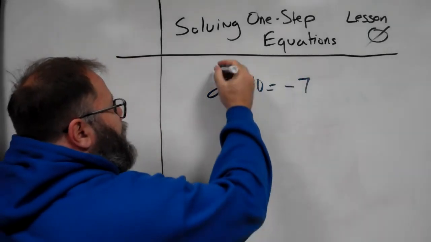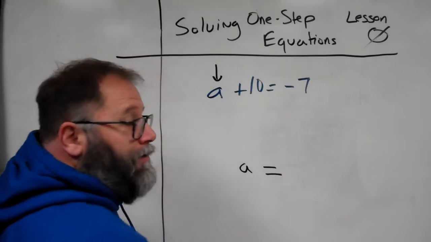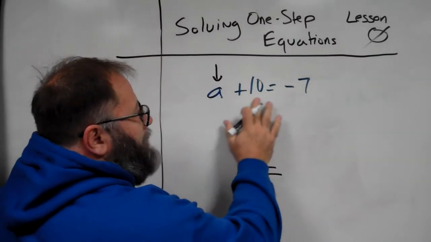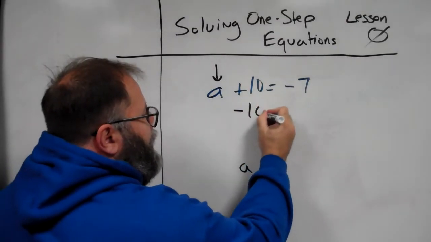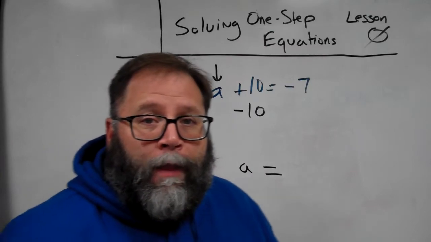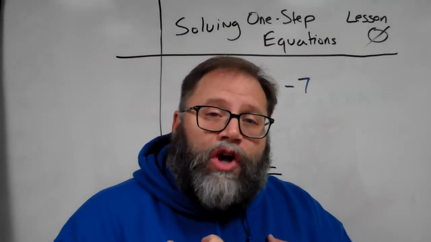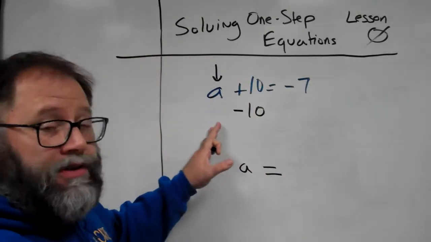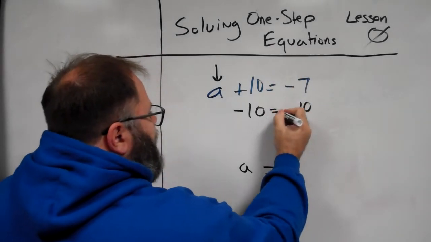We need to get this by itself. So our answer here is going to be A equals something. That's where we'll finish. To do that, I've got a positive 10 on this side. I want to make it 0. So I'm going to bring in a negative 10. Positive 10, negative 10, that creates a 0. I chose that, right? I'm the person making the choices here to do what I want with this problem. I have to put negative 10 on that side too.